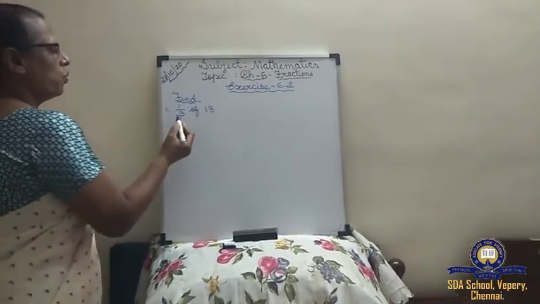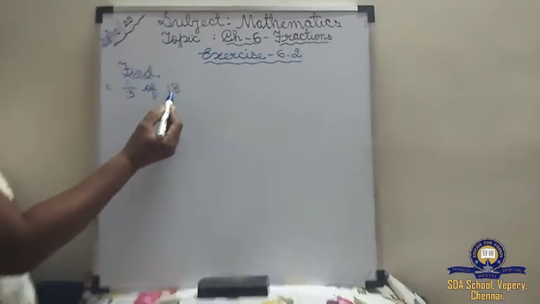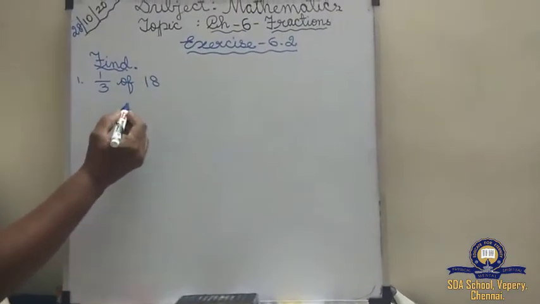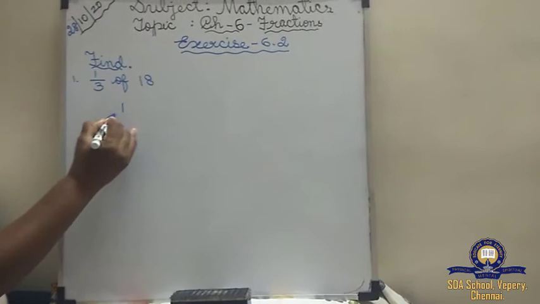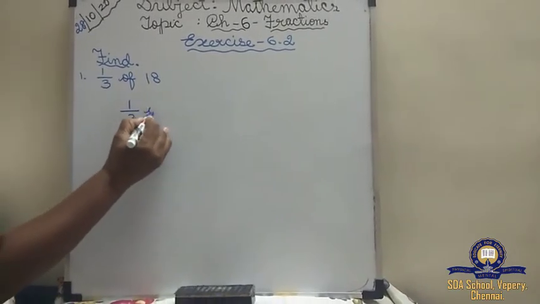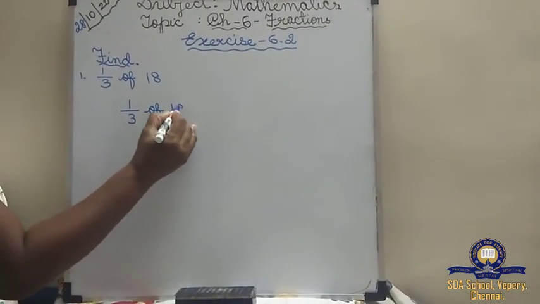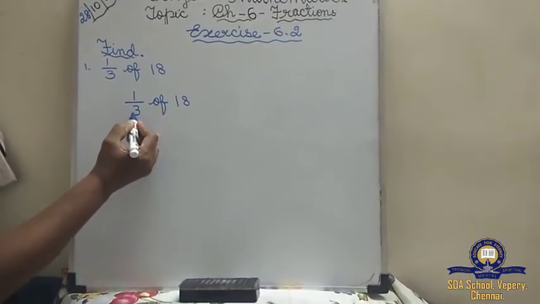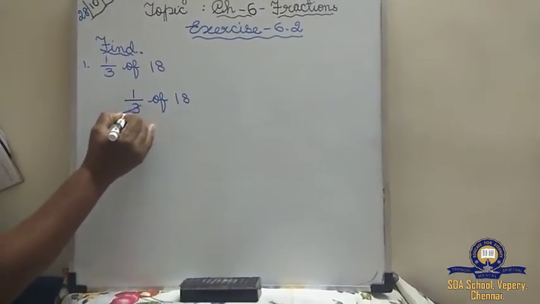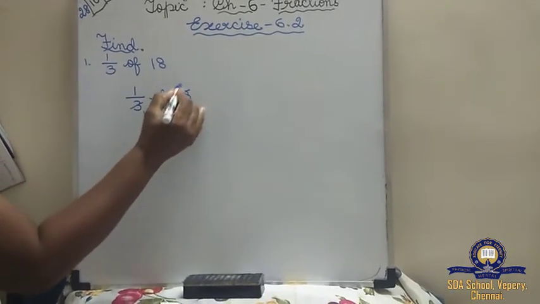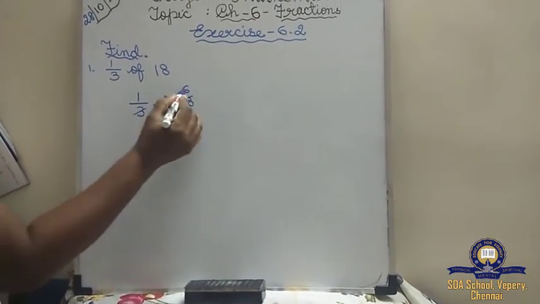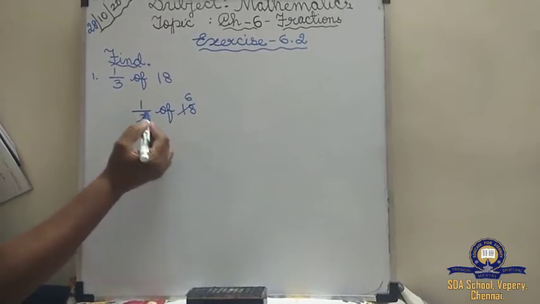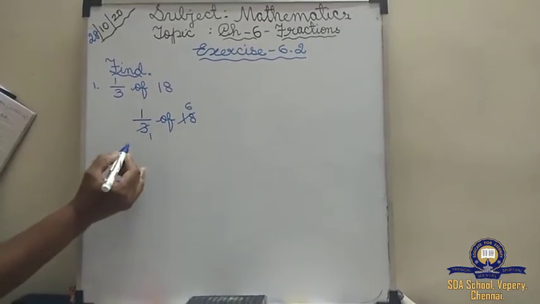Find means, see, 1 by 3 of 18 is there. So what you have to do is divide 18 by 3. Instead, the easy method: 1 3 is 3, and 6 3s are 18. So what you can do, children, is the easy method.